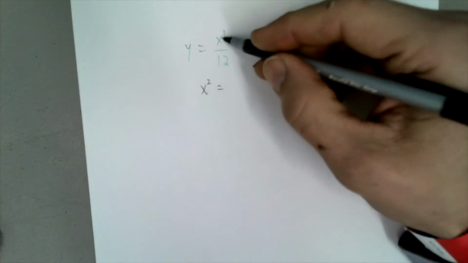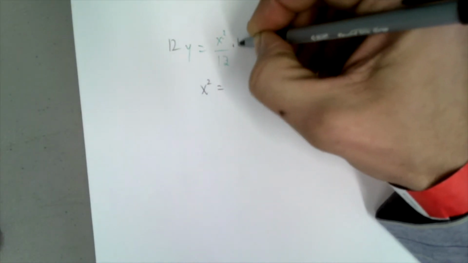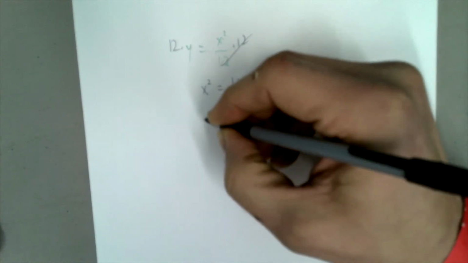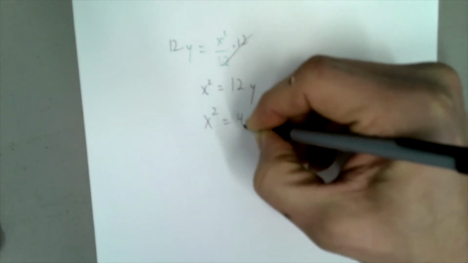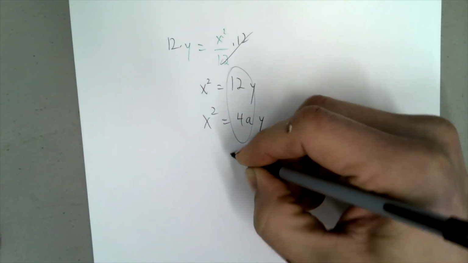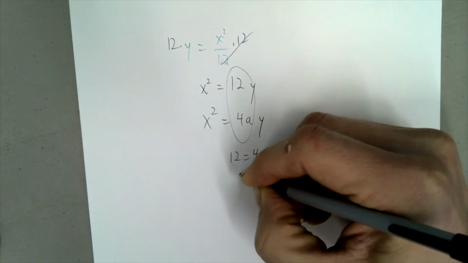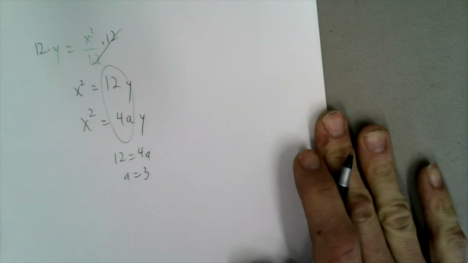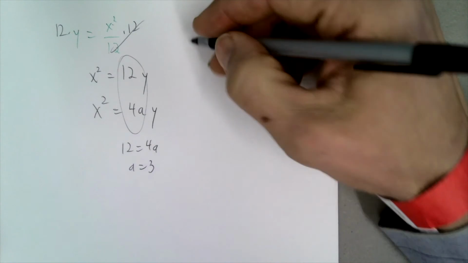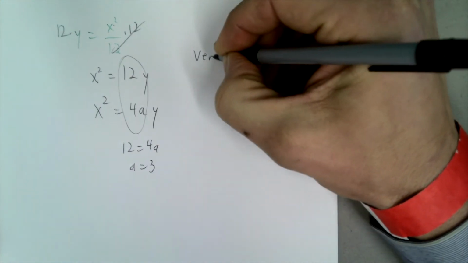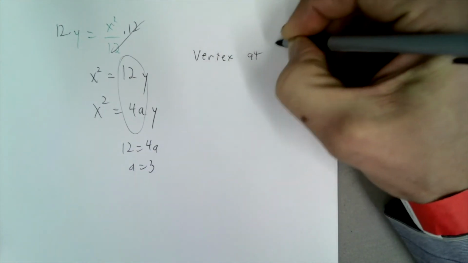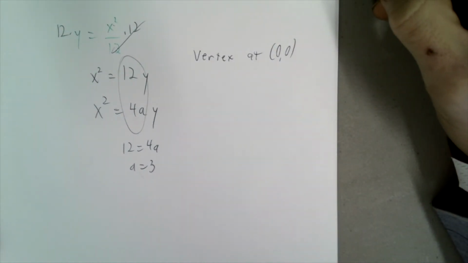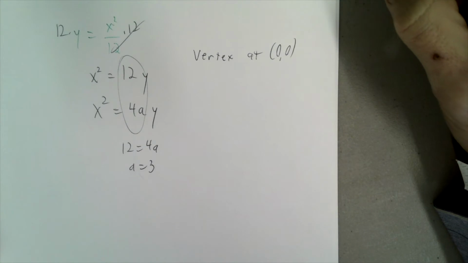So with this one, if I get the x squared by itself, I'm doing times 12 on both sides, and I got x squared equals 12y. So my form is x squared equals 4ay. That means 12 has to be the 4a, so a equals 3. So from what I know of this form, the vertex is at 0, 0. 3 units in either direction is going to give you the focus and directrix of it.